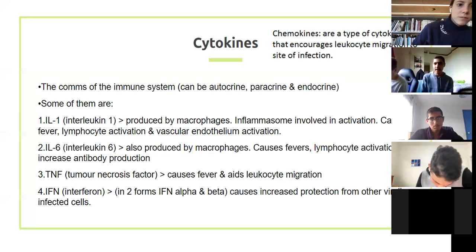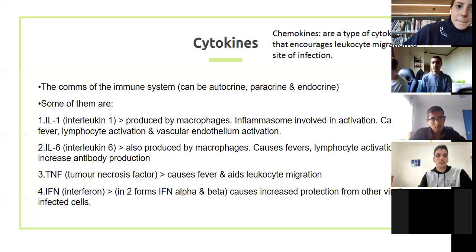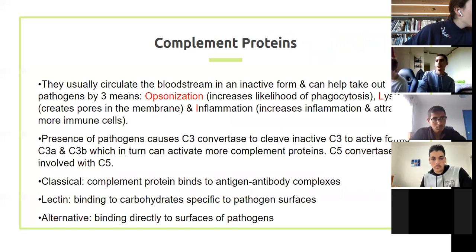TNF, tumor necrosis factor, is something else that's important. You generally know it aids leukocytes in their migration, telling them where to go. And then finally, IFN, which is interferons, and virally infected cells produce it to give a warning to the cells around them that, hey, there's a virus, we have to protect ourselves. That's pretty much it.